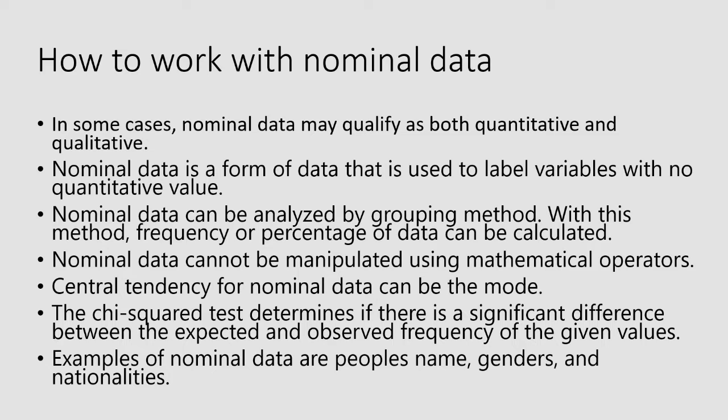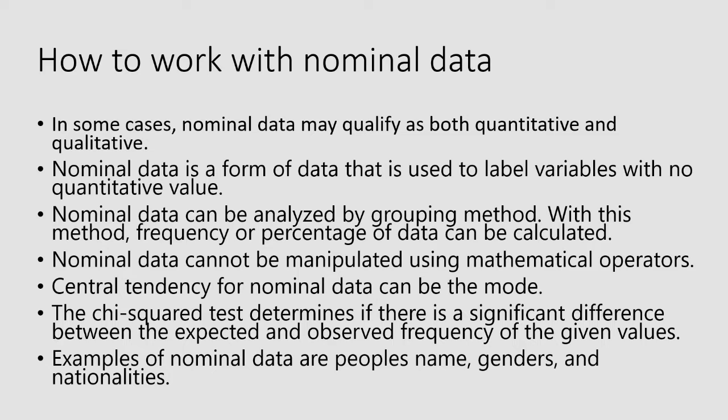In some cases, nominal data may qualify as qualitative data. This nominal data is used to label variables that do not have a quantitative value. It can be analyzed by grouping methods, and with these methods we can find the frequency or percentage of the data, and that's how we can calculate a number.